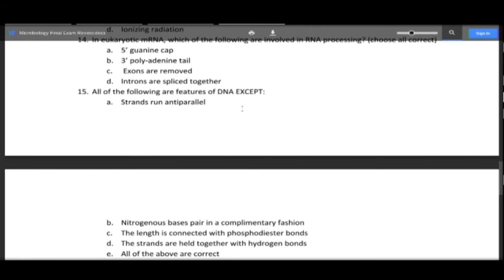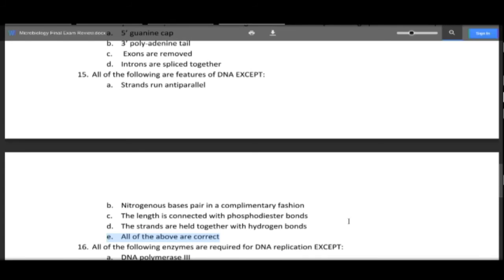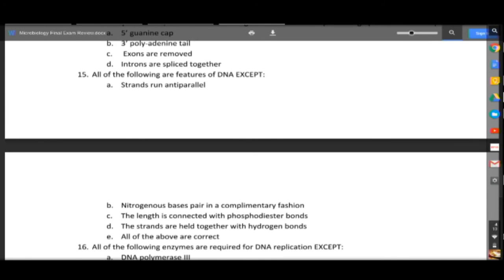So this one's looking for an exception for DNA, but all of these are correct, so we don't really have an exception here. So our answer is E, all of the above are correct. Because in DNA, we have anti-parallel strands. We have bases that are complementary. The length is connected with our phosphodiester bonds for that phosphate sugar backbone, and the strands are held together with hydrogen bonds between the base pairs. So all of these are correct when we're talking about DNA.